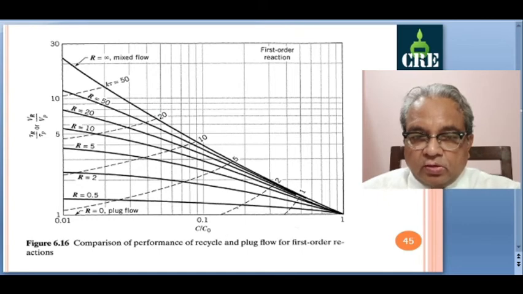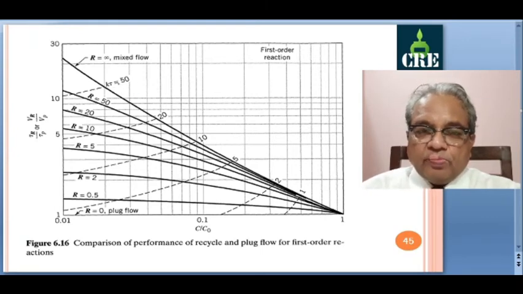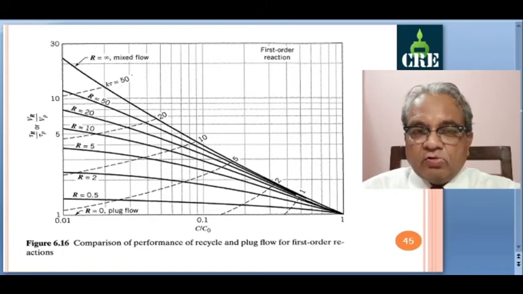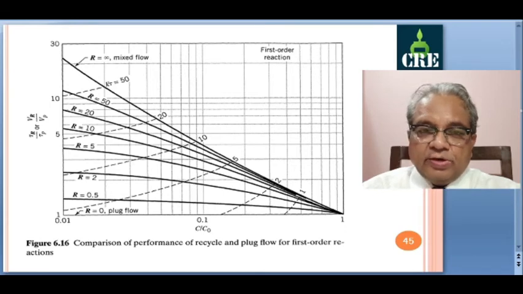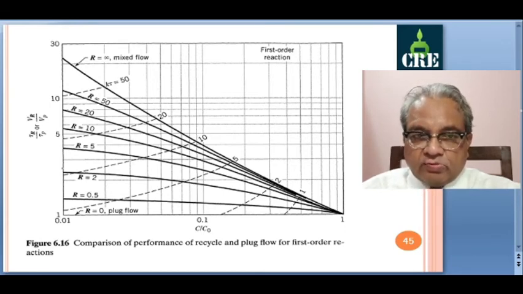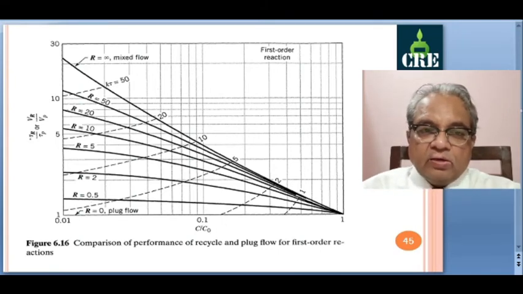This is the comparison of the performance of recycle and plug flow for first order reactions. For first order reactions, this K tau product represents the first order. For second order, it will be K CA0 tau. These values are 1, 2, 5, 10, 20 and so on, and it is a plot of CA by CA0 divided by tau recycle by tau plug flow, or volume of recycle by volume of plug flow.